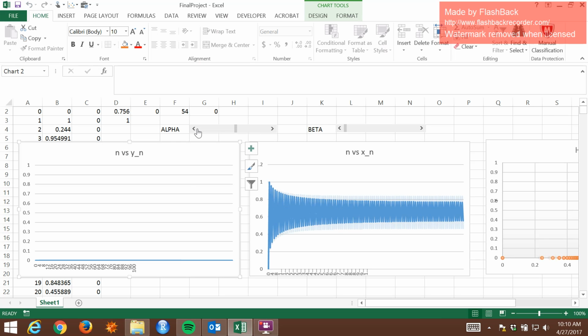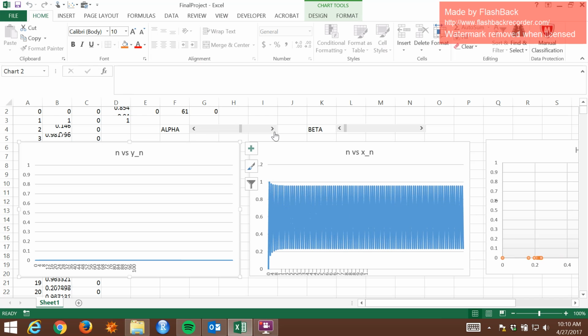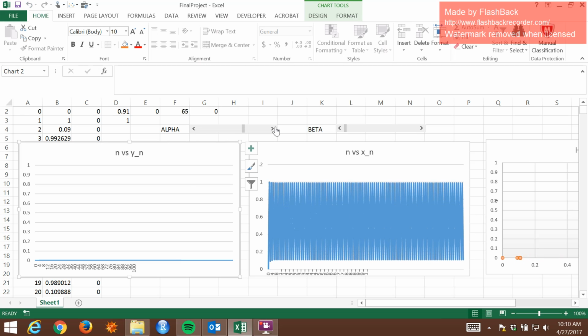Here, about here, when alpha is 0.756, you can see we start to get a little bit of periodic fixed points, and then you can see that that becomes more clear as alpha increases. And here, because beta is 0, this will always be periodic. So we'll move alpha back.